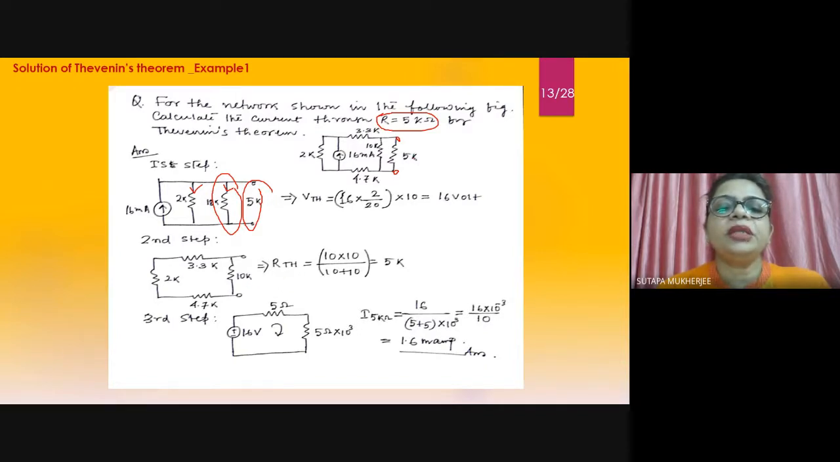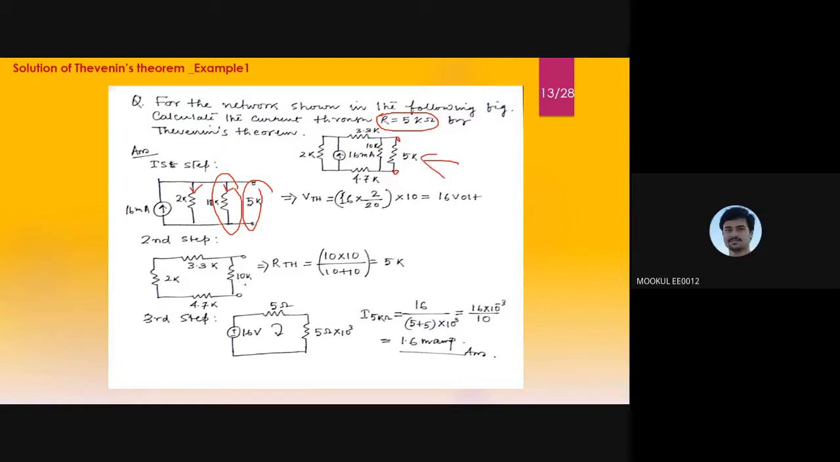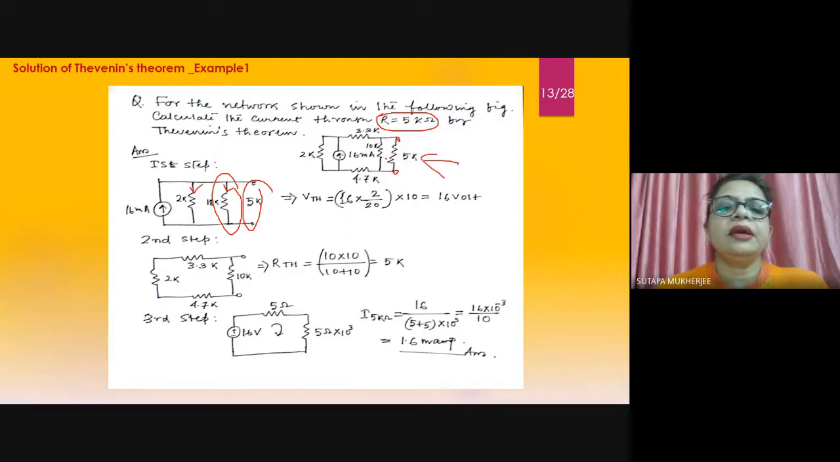You have to open the load and open this current source. So if you consider the current source is open, then what will happen? You have to view through this load. So 10K, 3.3 to 4.7. So this 10 and 10 in parallel will give 5K. So RTH is 5K. 5K means 5 into 10 to the power 3.